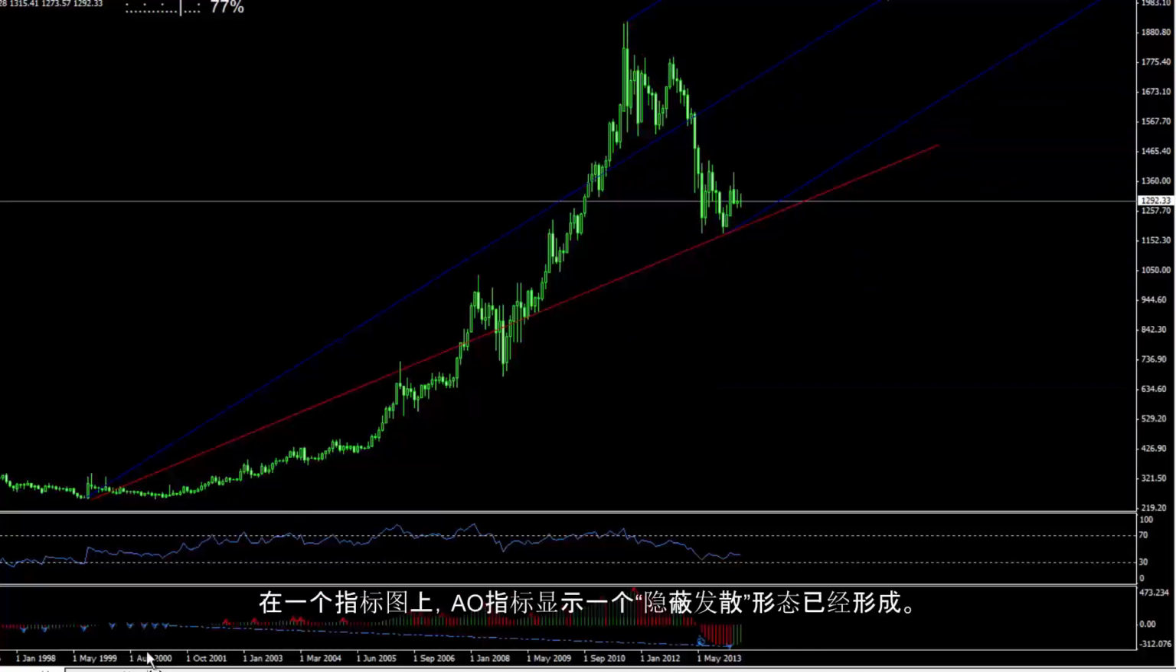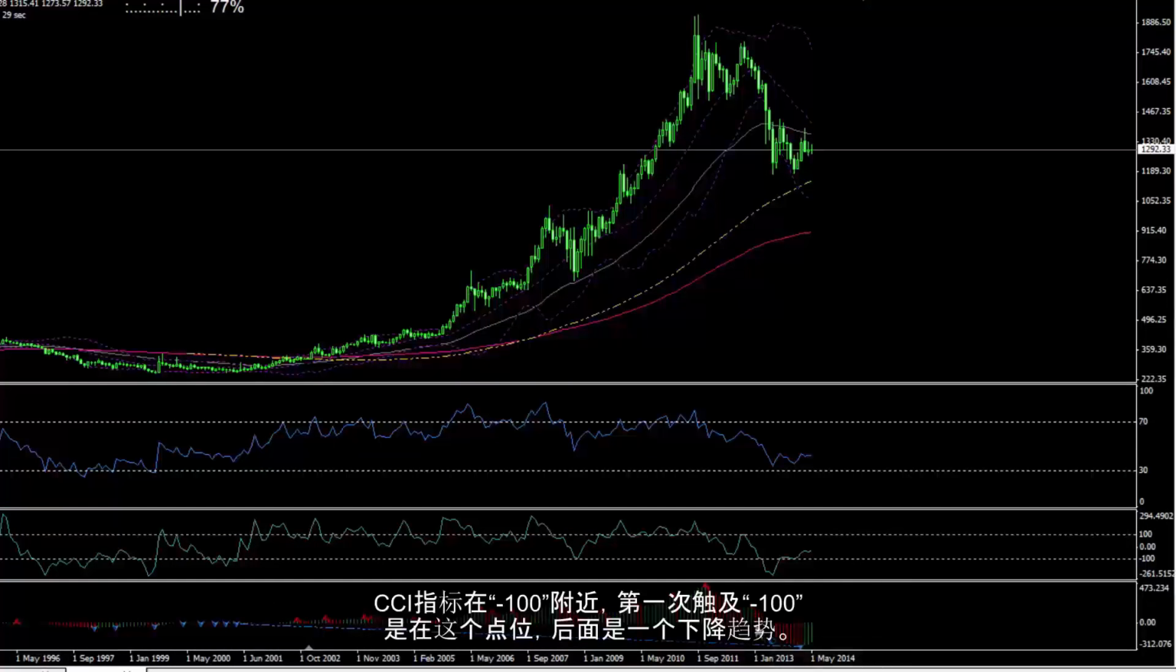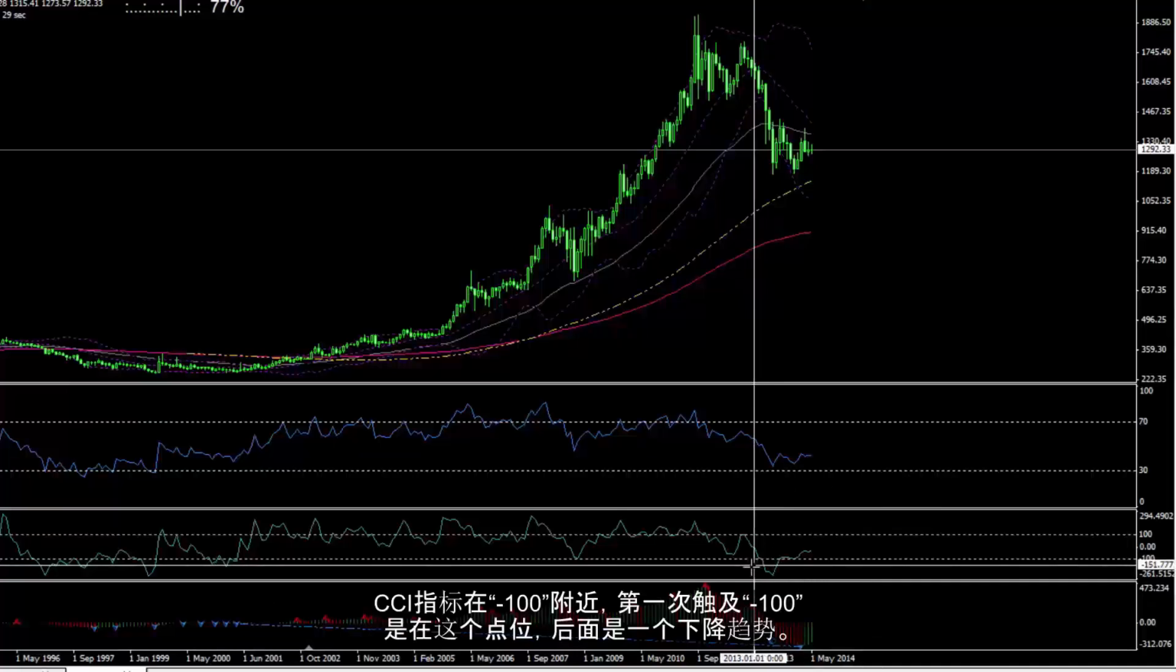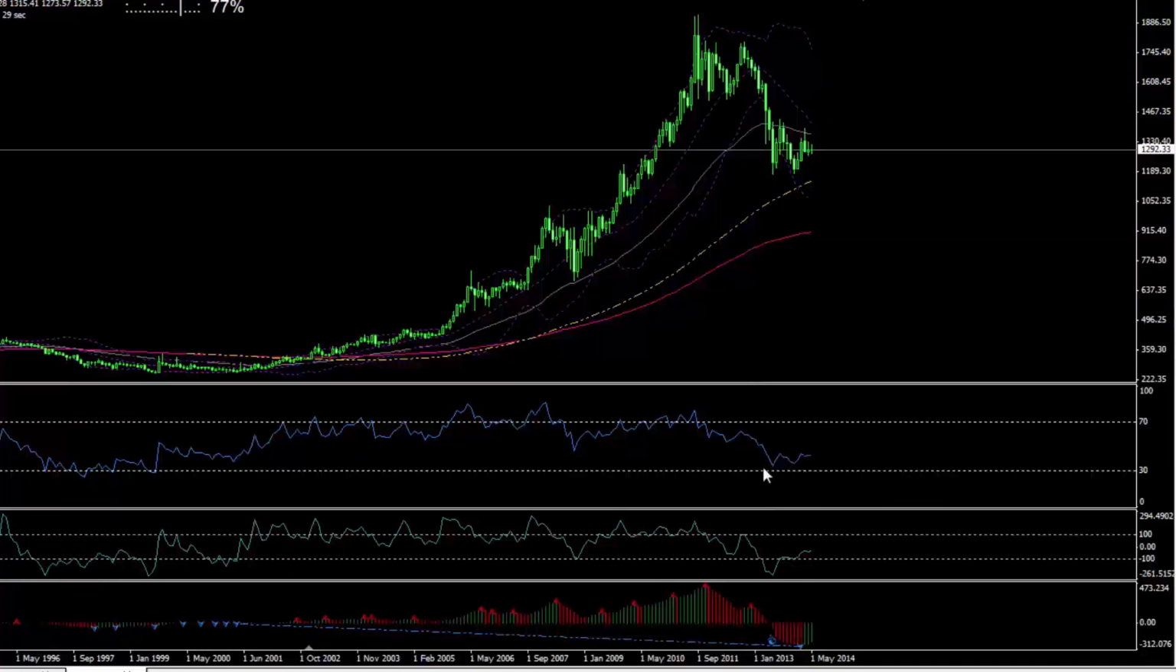On an indicator chart, AO shows that a hidden divergence is formed. CCI is near -100. The first touch of -100 had been on this spot, followed by a downward trend. Oversold condition did not happen yet, just like in this region. Thus, further decrease is still possible. RSI does not show any significant signal.